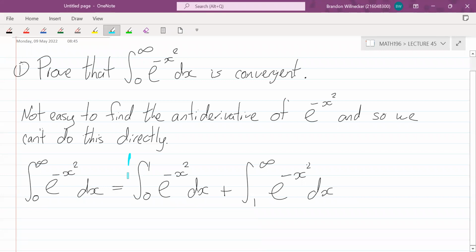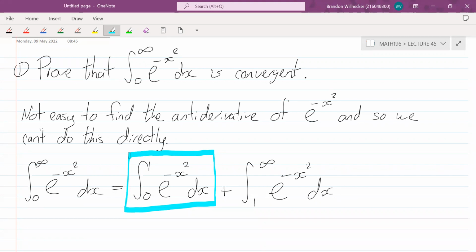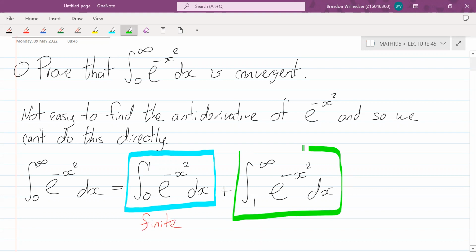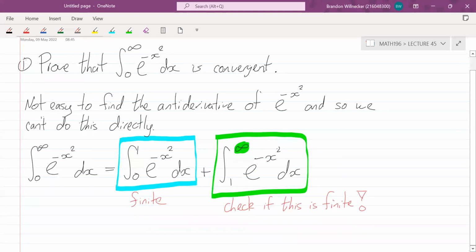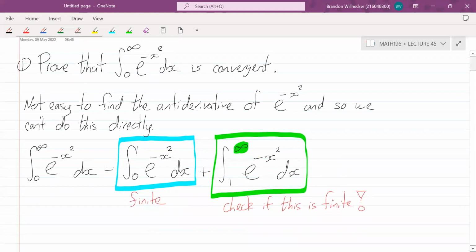So notice that this first part is just a normal definite integral. There's no asymptotes, there's no infinite domain. So we know that this first bit is going to be finite. So what we need to do is check this other bit over here. This other part has an upper bound of infinity. So we need to check if this is finite. Okay, so we want to check if this thing converges or not.